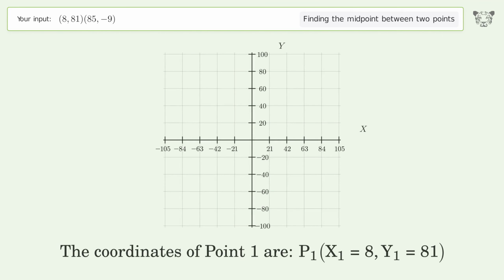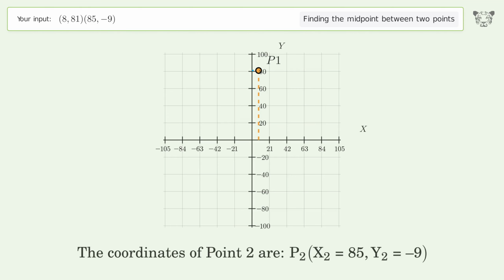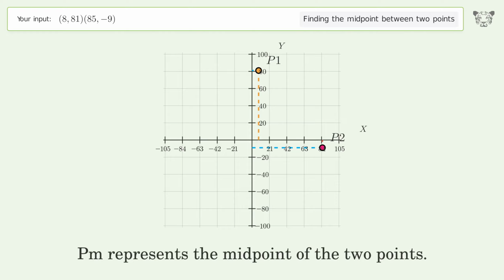The coordinates of point 1 are x1 equals 8, y1 equals 81. The coordinates of point 2 are x2 equals 85, y2 equals -9. PM represents the midpoint of the 2 points.